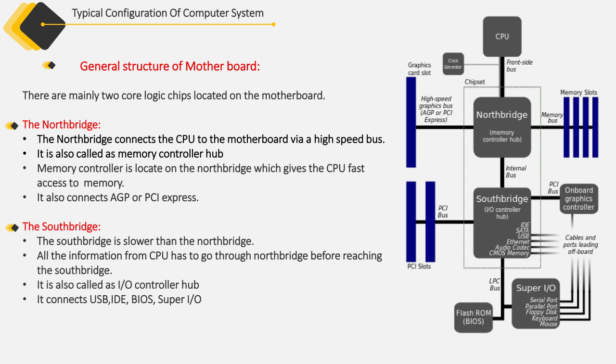South bridge. The south bridge is slower than north bridge. All the information from CPU has to go through north bridge before reaching the south bridge. It is also called the I/O control hub. It connects USB, IDE, BIOS, Super I/O.